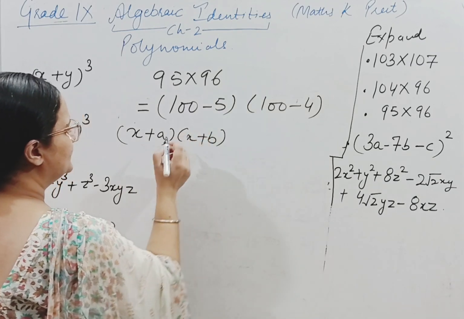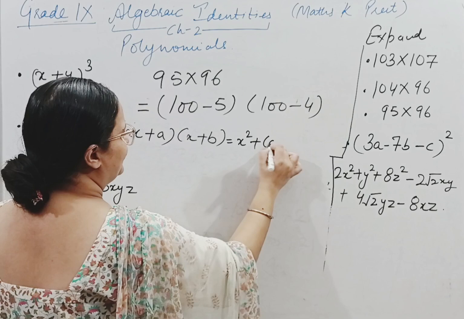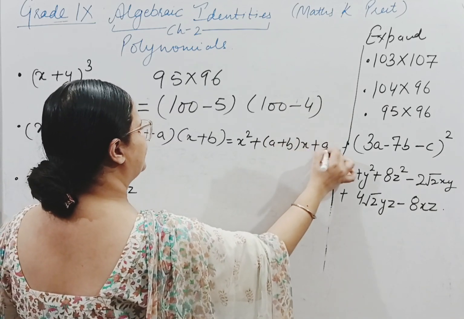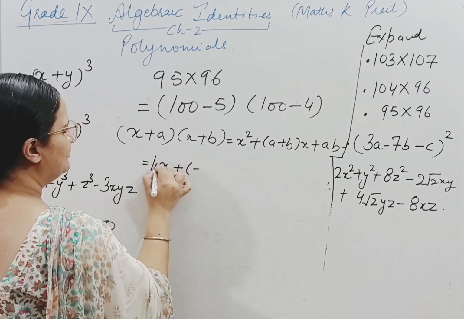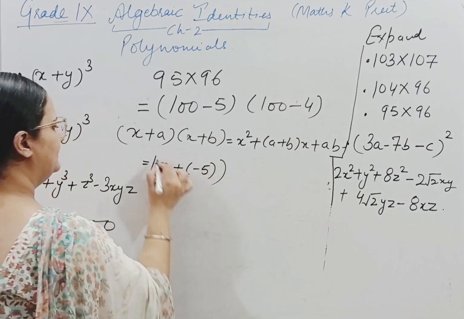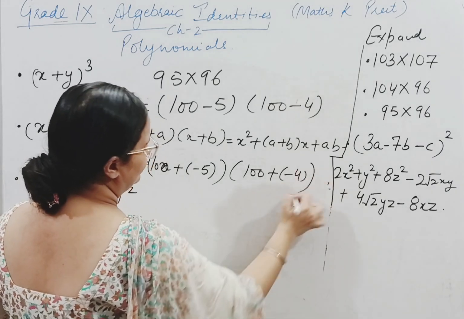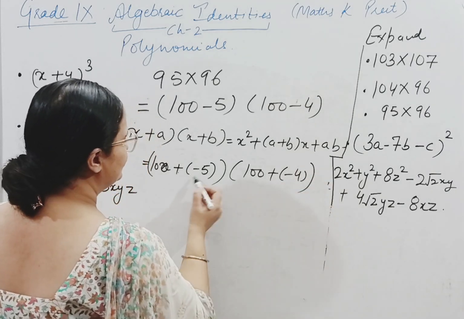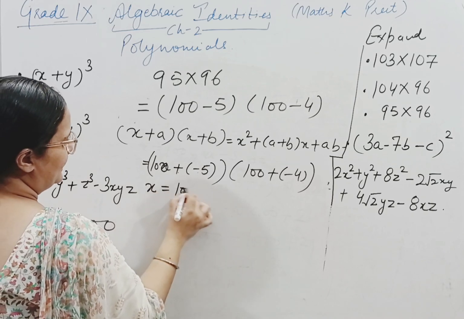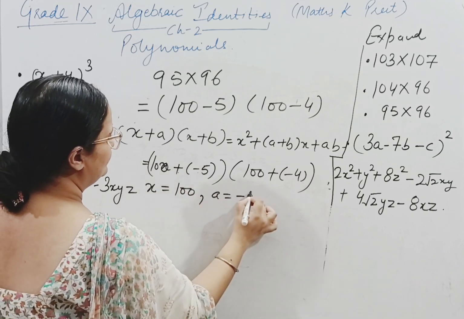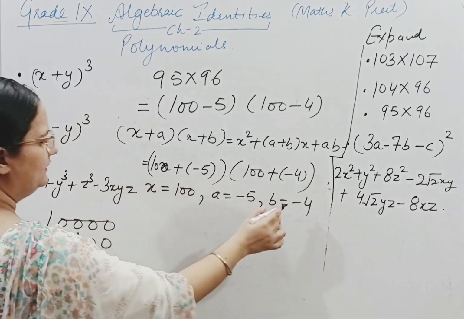So I will try to convert this into plus first. Let me expand this. The result was, again I am writing, this was the result. So this can be written as (100 plus of minus 5), and (100 plus of minus 4). Yes, we can write like this. Why? Because plus minus is minus again. So now on comparing, I am getting x is 100, a is equal to minus 5 and b is equal to minus 4.